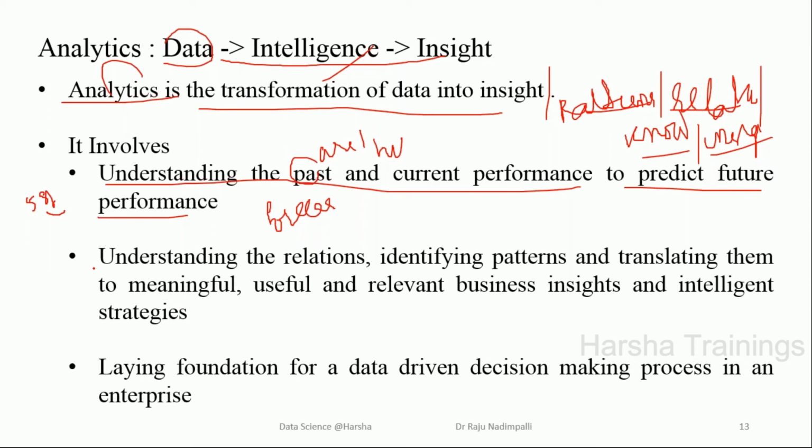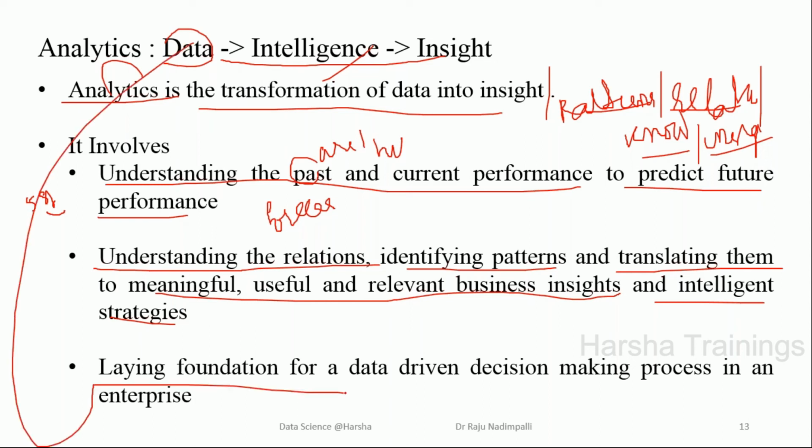The second point is understanding the relationships, identifying the patterns, and translating them into meaningful, useful, relevant business insights to take intelligent strategies to increase the revenue of the organization. Data science and analytics lay the foundation for the data decision making process of an organization. Is it okay?